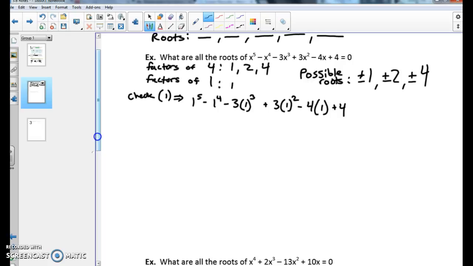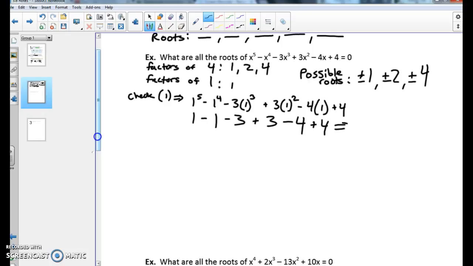1 to the 5th is just 1, minus 1 to the 4th, which is 1, minus 3 times 1 cubed. Well, 1 cubed is 1 times 3, so that's just 3. Plus 3 times 1 squared. Well, 1 squared is 1, so that's just 3. Minus 4 times 1, which is 4, plus 4. So we've got 1 minus 1, minus 3 plus 3, minus 4 plus 4.